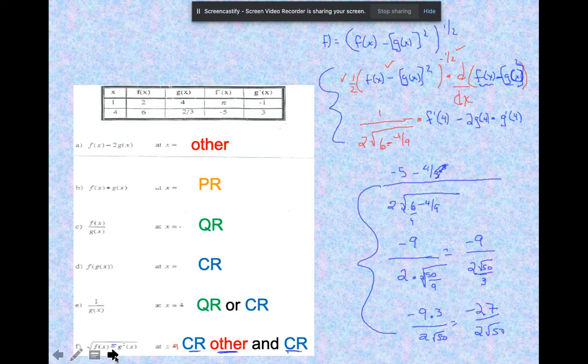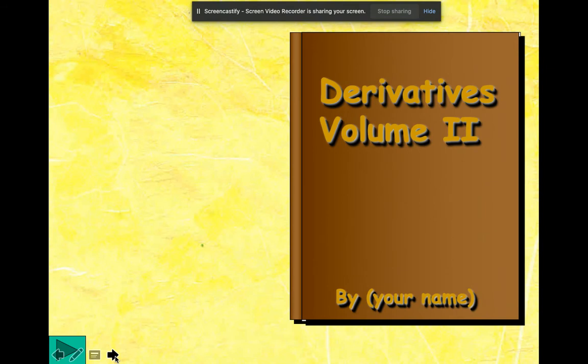All right, little book time. Derivatives volume 2, right? You already have a derivatives volume 1. It's time for derivatives volume 2.